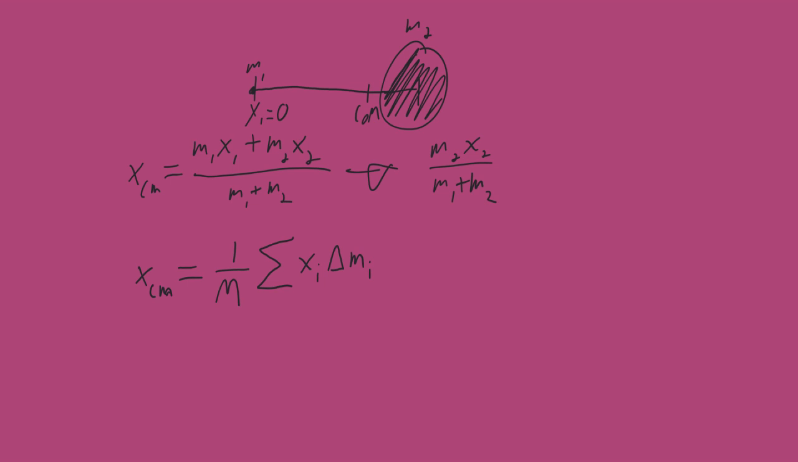Now, this is also helpful in case we're actually trying to solve for the center of mass of one object, but the density of our object changes. So it's going to be a delta M instead.